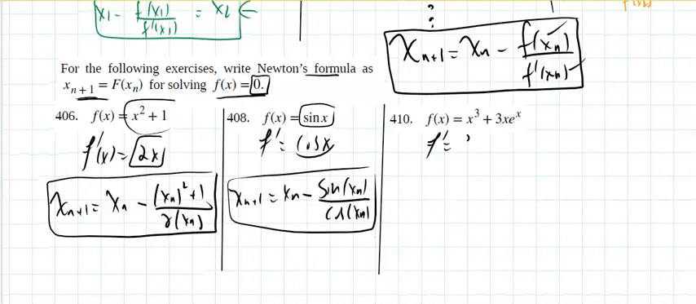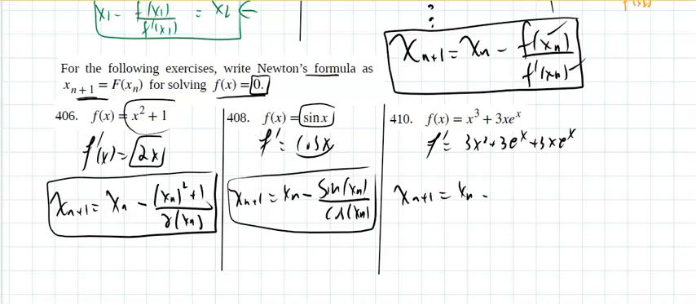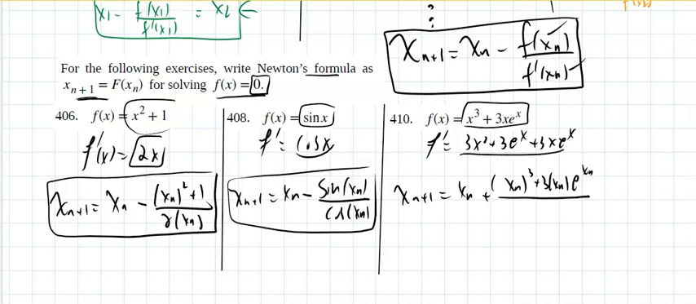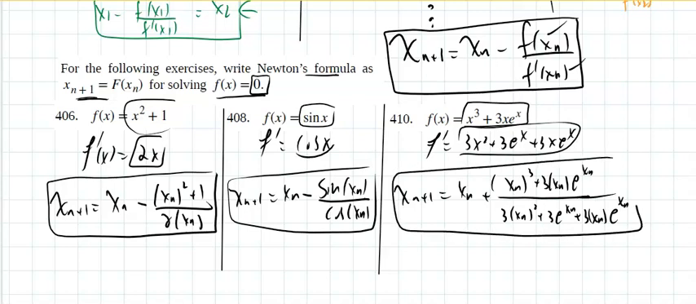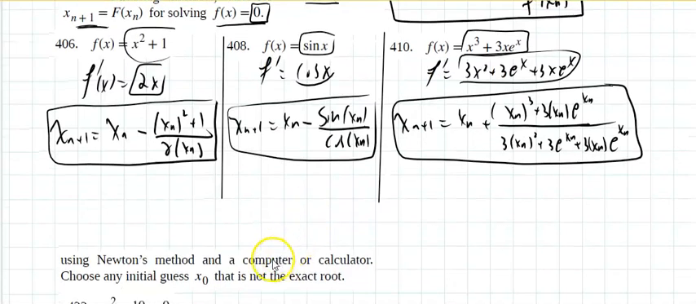And if I take a derivative here, I'll get 3x squared plus 3 times e to the x plus 3x e to the x. So in this case, I would say x sub n plus 1 will be x sub n minus that function evaluated at x sub n, divided by 3 times x sub n squared plus 3 times e to the x sub n plus 3 times x sub n e to the x sub n. And again, everywhere you see x sub n, use the answer key on the calculator and that'll take care of it.